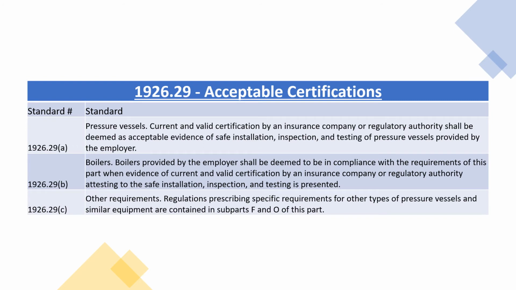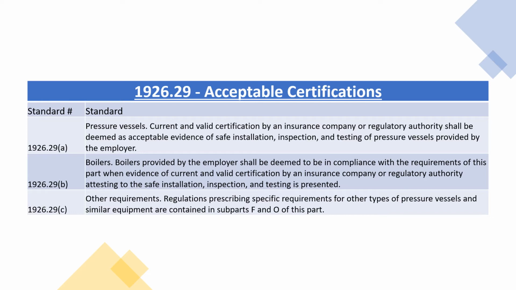1926.29 Acceptable certifications. (a) Pressure vessels. Current and valid certification by an insurance company or regulatory authority shall be deemed as acceptable evidence of safe installation, inspection, and testing of pressure vessels provided by the employer. (b) Boilers. Boilers provided by the employer shall be deemed to be in compliance with the requirements of this part when evidence of current and valid certification by an insurance company or regulatory authority attesting to the safe installation, inspection, and testing is presented.